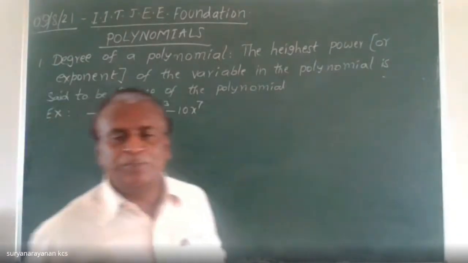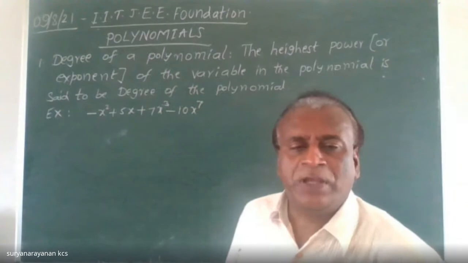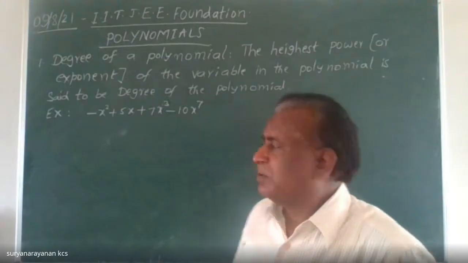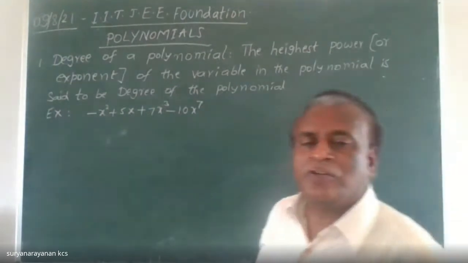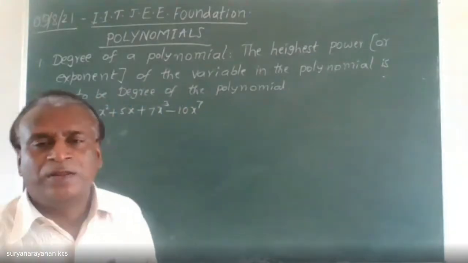This is a given polynomial. How many terms are there in this polynomial? Can you tell me? Four terms. What are the four terms? Tell me. Minus x square, plus 5x, then 7x cubed, then 10x power of 7. Yes, very good.